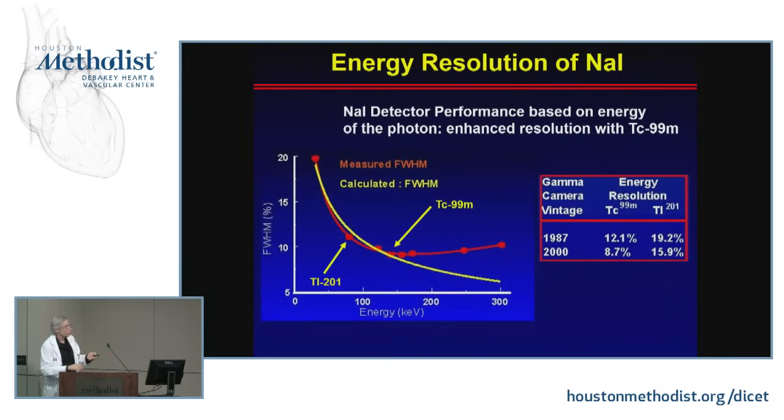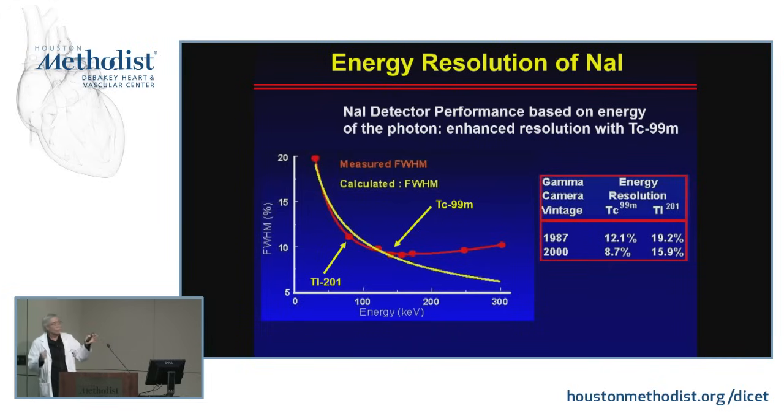The other important concept is energy resolution. Your full width half maximum for energy resolution is better with technetium than it is with thallium. You can see that as energy increases here, the full width half maximum goes down. Technetium is 140 kV, thallium is only 72 kV.